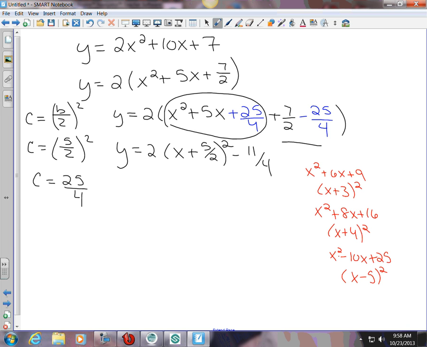Okay. What's your vertex? Negative 5/2 and negative 11 over 4. Good. Okay. So that's what we did yesterday, right? We're going to do a little bit more practice with that today. So what I want you to do is take out your homework packets, please.